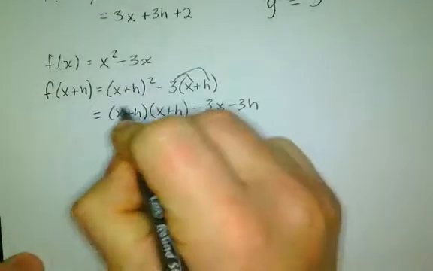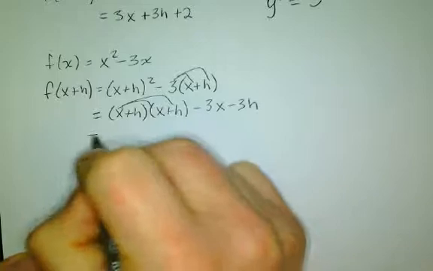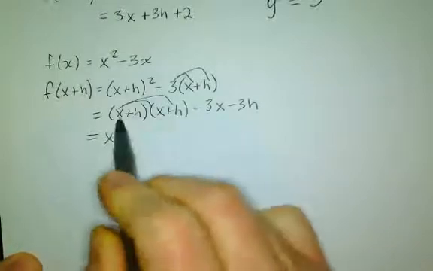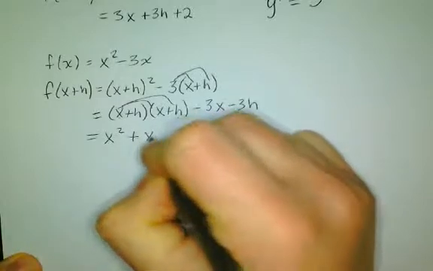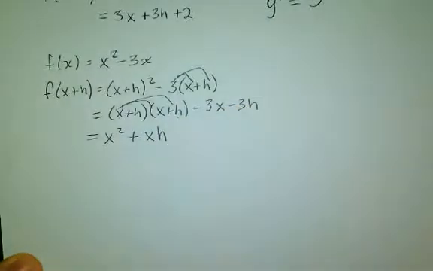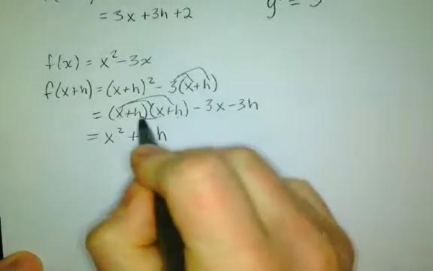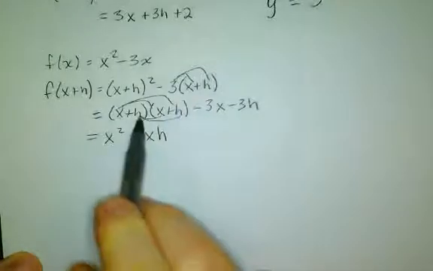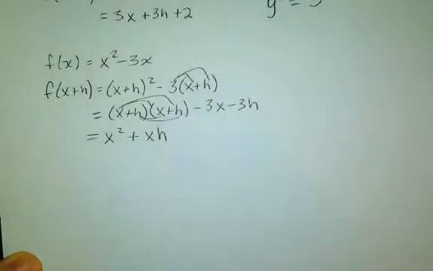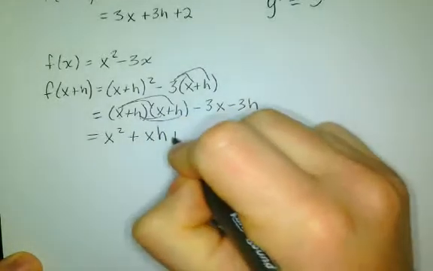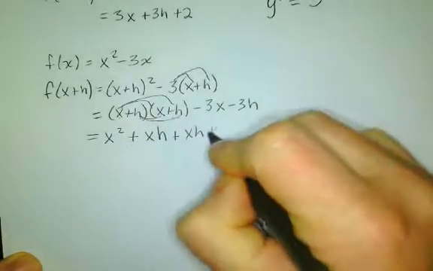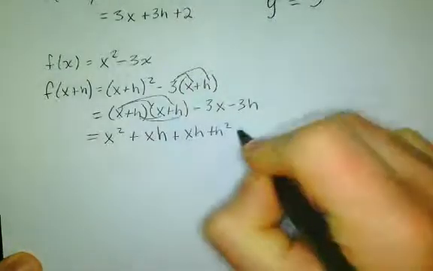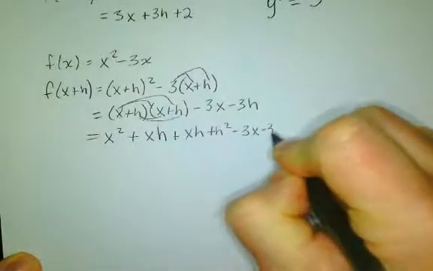Now I'm going to FOIL. x times x gives me x squared. x times h, you can write it as xh or hx. It's the same thing, but just keep it consistent, because now I have h times x and h times h. So h times x, instead of writing hx, I'm going to also write that as xh. And h times h is h squared. Then I have minus 3x minus 3h still.